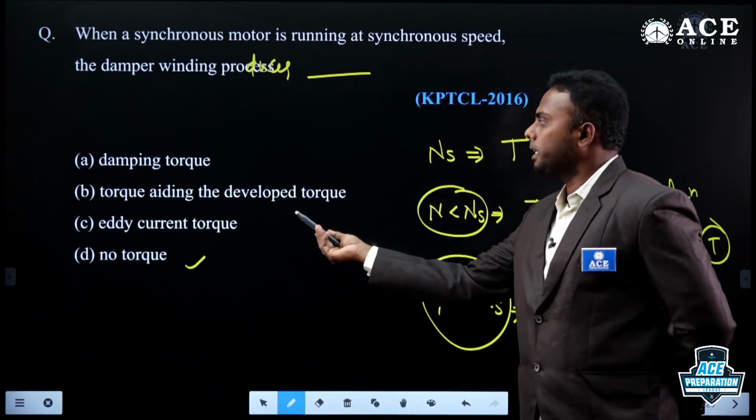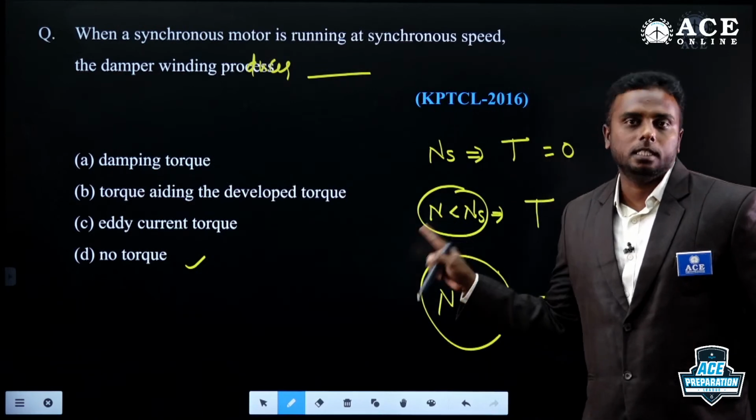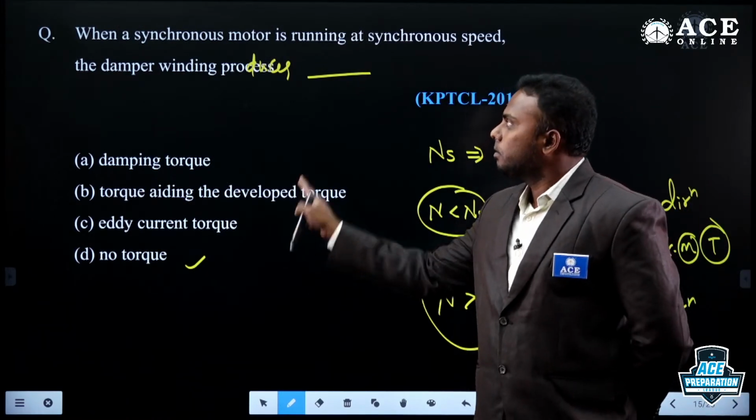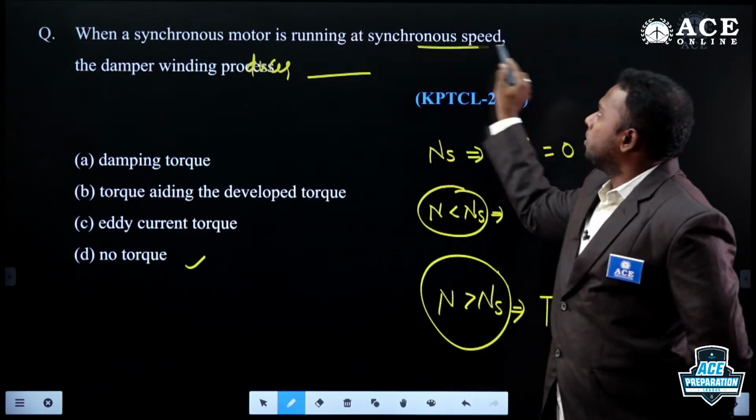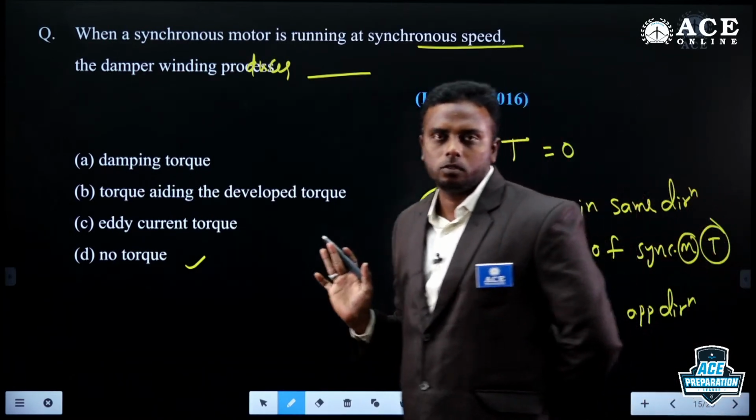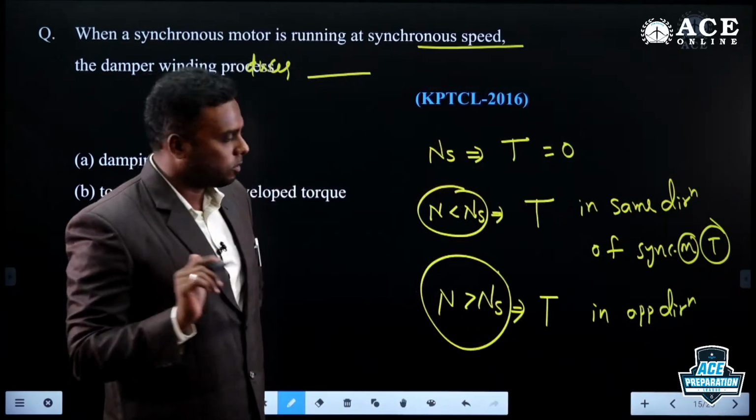Here the given option, torque aiding the developed torque, is for the N less than Ns case, and then it is correct. But here it is rotating at synchronous speed only, that's why no torque will be produced. Okay, next question.